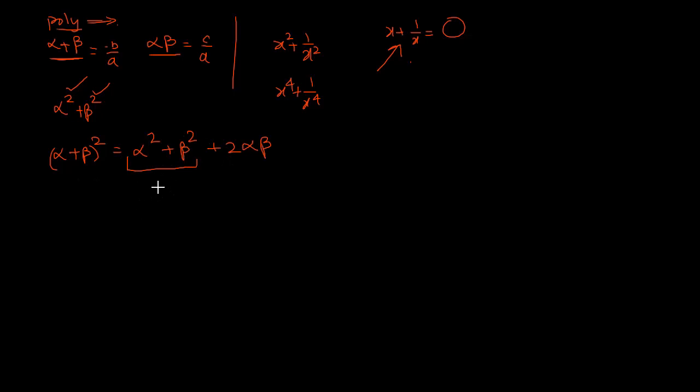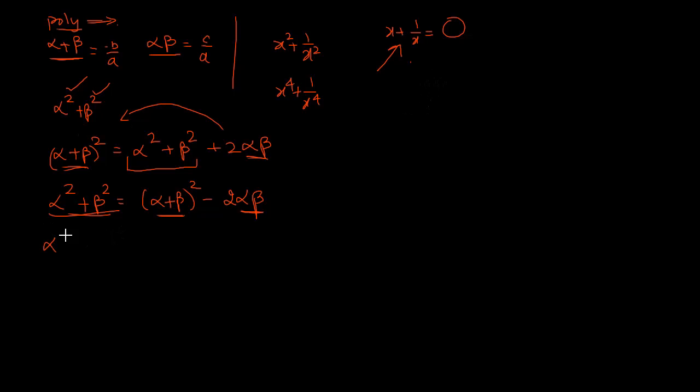So you can substitute this value. If I rewrite this equation, alpha square plus beta square equals alpha plus beta whole square. If I transpose, that will be minus 2 alpha beta. I can substitute the product, I can substitute the sum, so you get the value of this. So let's look at one more. What if it is alpha to the power 4 plus beta to the power 4?